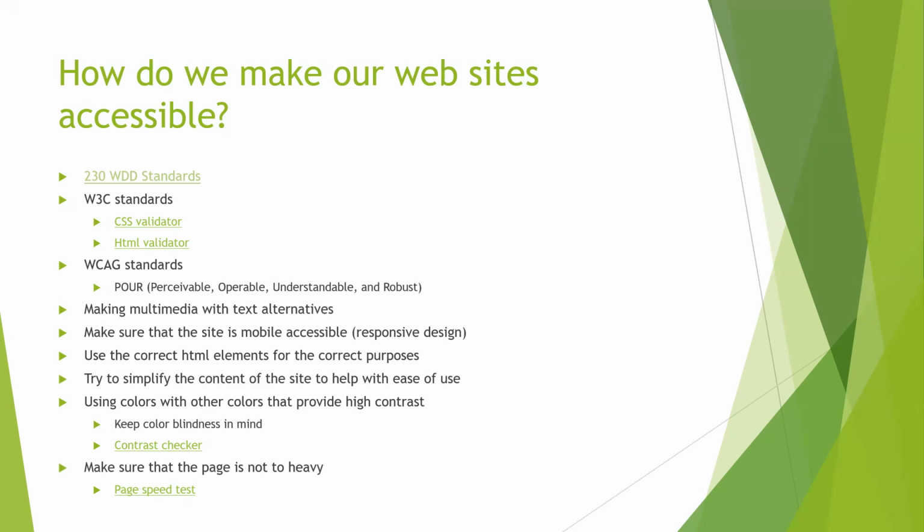So making multimedia with text alternatives. This is a practice that hopefully we all do. Using alt for images is an example of this. So writing out a text description for people who can't actually see the image is a good way to fulfill this. Or same thing with videos with captions, that kind of stuff. Make sure that the site is mobile accessible, responsive design. This is something that we have hopefully been doing and practicing.